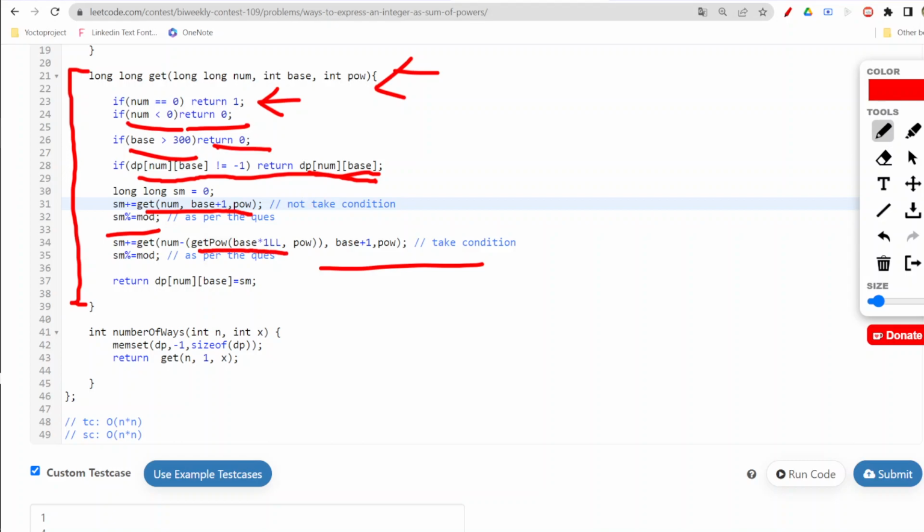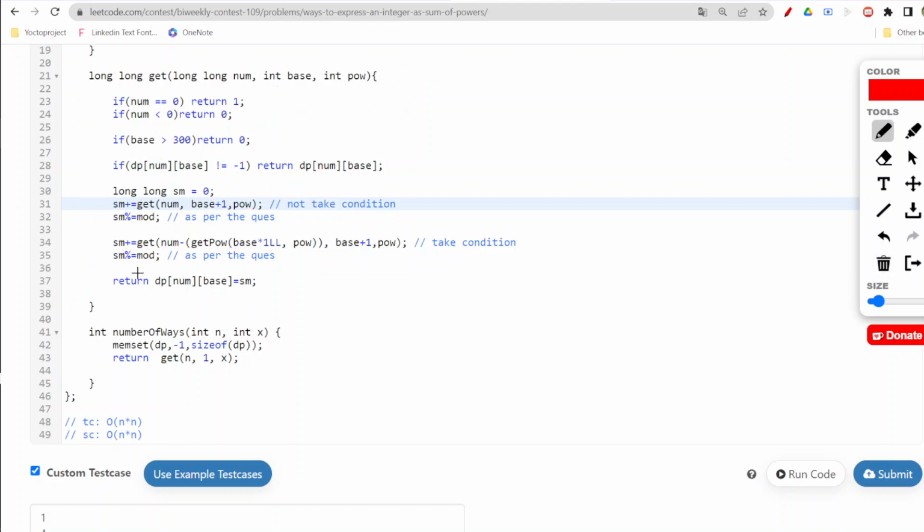Now, this is the condition when we are taking that particular base with that power. So that we are subtracting from our number, and things would be as it is the way we are doing here. And that we are adding up to a sum and then doing modulo. And then whatever sum we got till now, that we will be assigning to our DP of num base, and that particular thing would be returned to its parent caller.